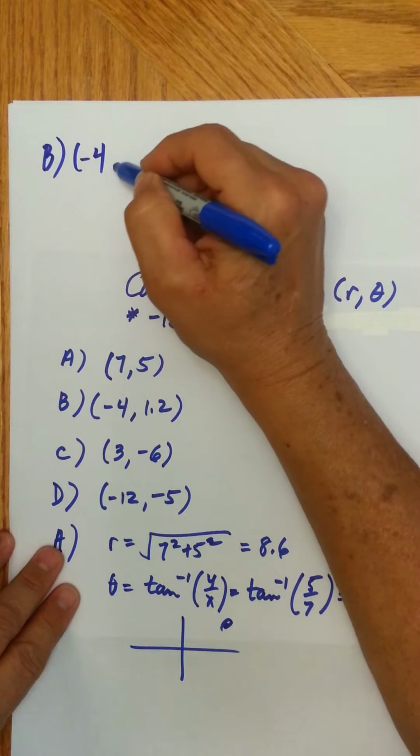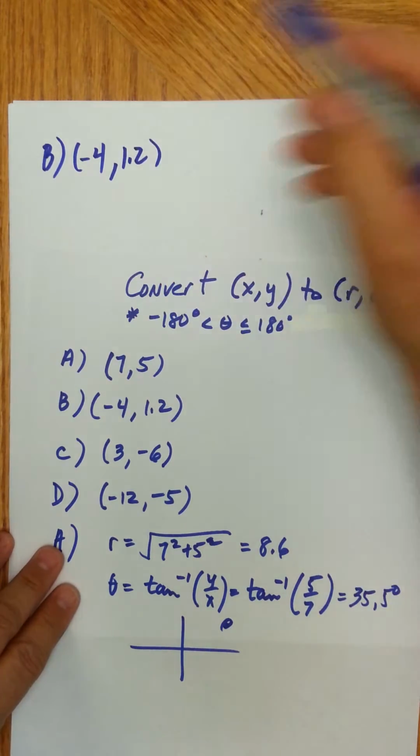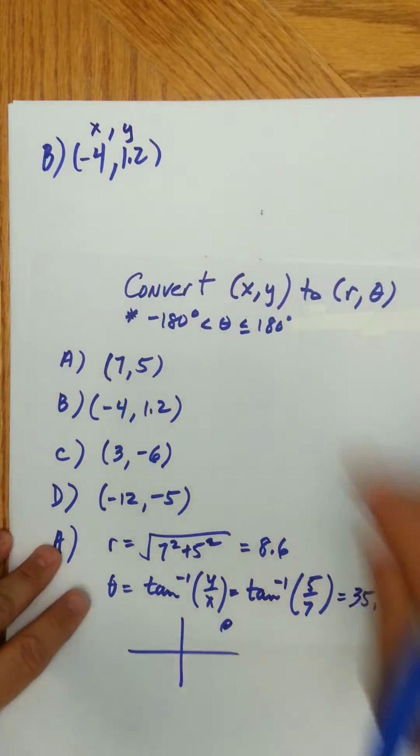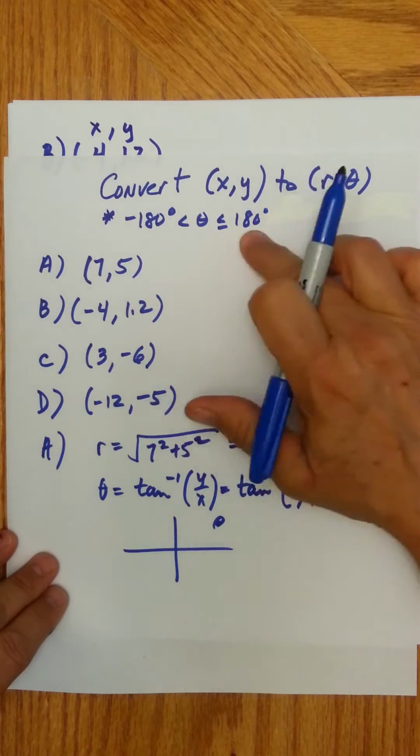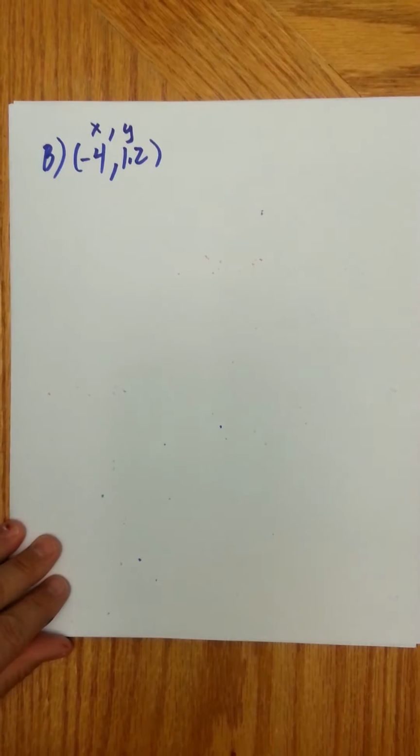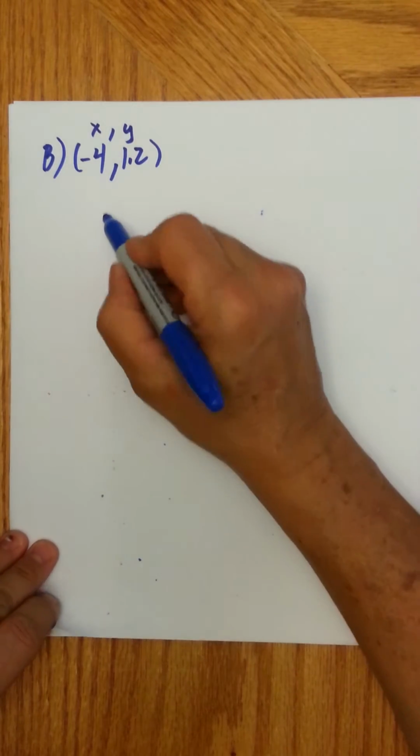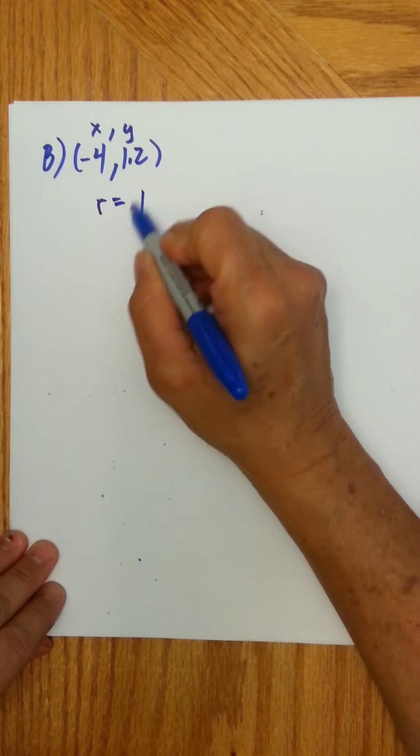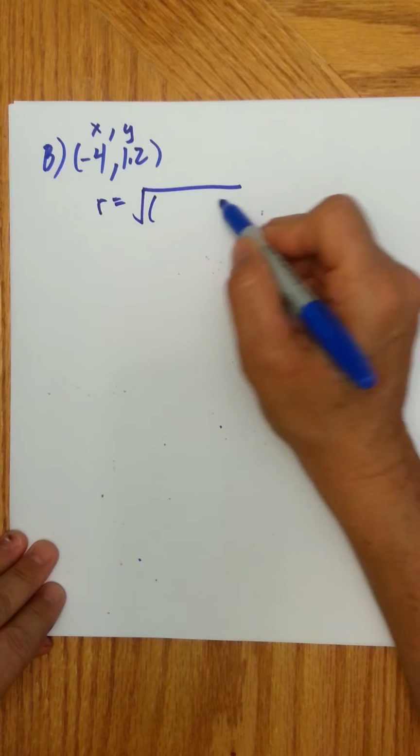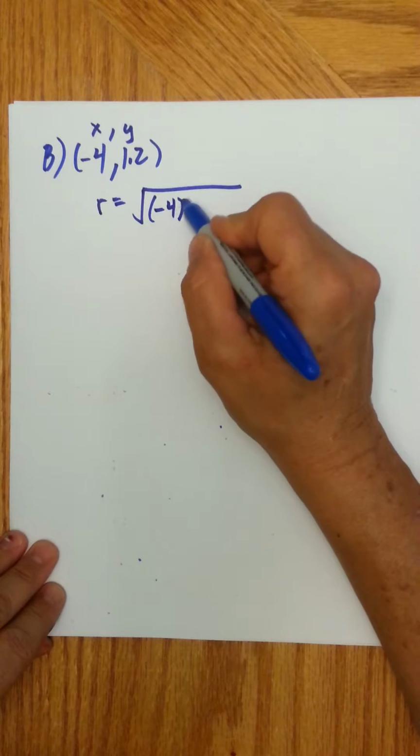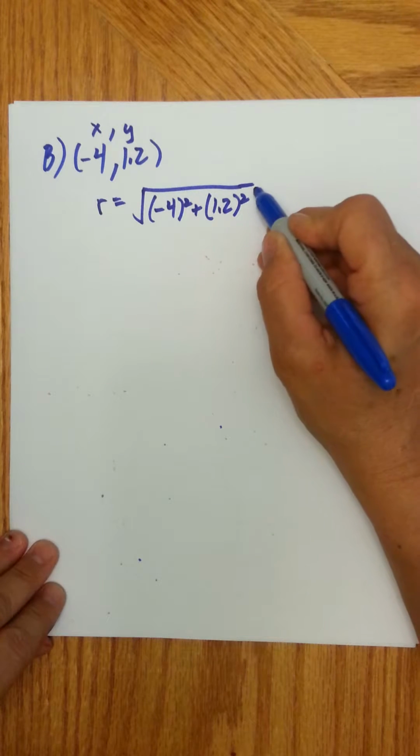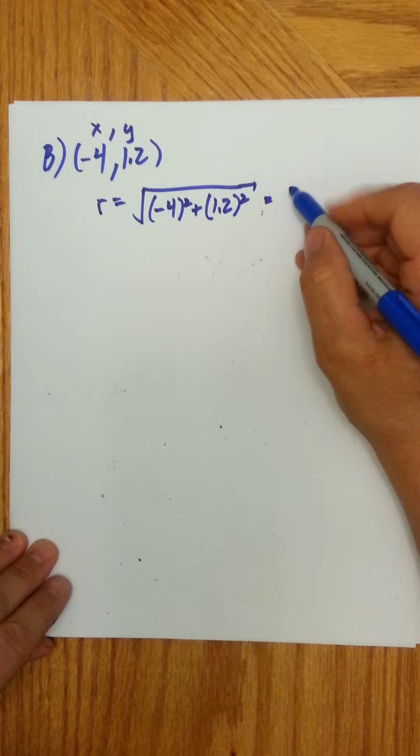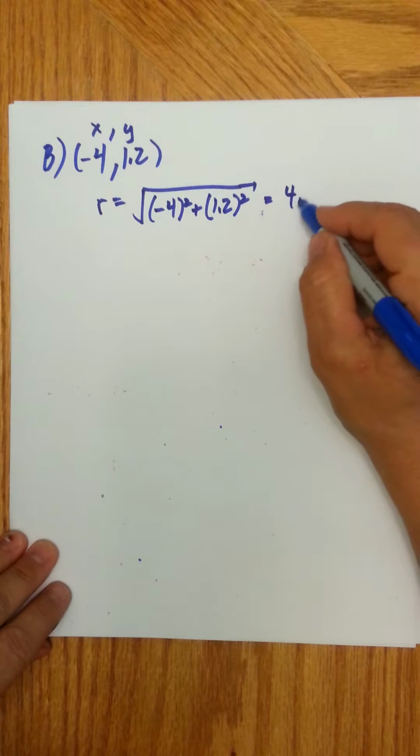Is negative 4, 1.2. And again, this is an xy coordinate. Oh, and by the way, 35.5 was in this interval, so we were fine there. All right. So here we're going to say r is equal to the square root of x squared plus y squared, so negative 4 squared plus 1.2 squared. Right? And so we're going to get here 4.2.